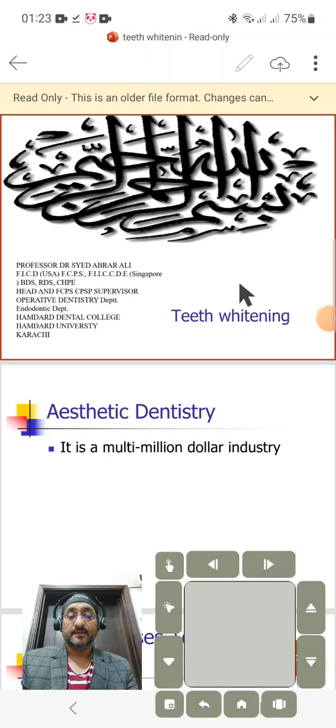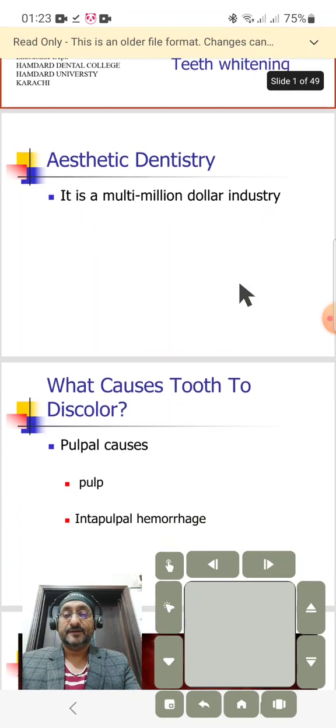Assalamu alaikum. The topic we will be discussing today is teeth whitening. Definitely, it's a multi-billion dollar industry now.